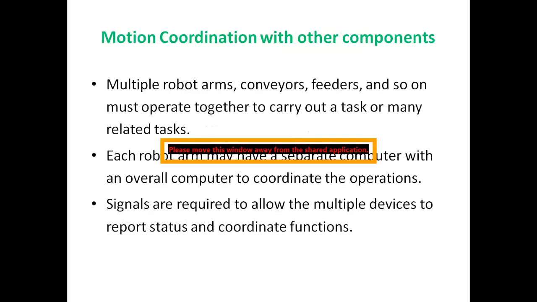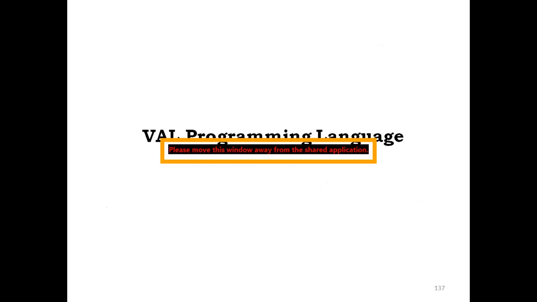When you're going for motion coordination with other components in the path, multiple robot arms, conveyors, cylinders, and so on must operate together to carry out the task or the related task. Each robot may have a separate computer with an overall computer to coordinate the operation. Signals are required to allow the multiple devices to report status and coordinate functions. So finally, we'll have a word programming language.